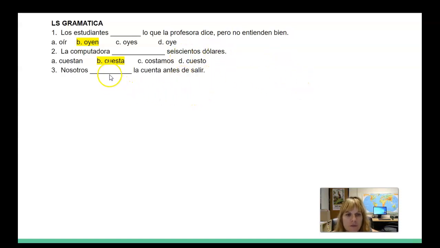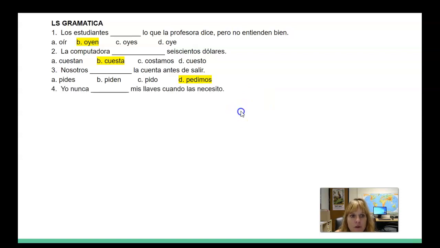Número tres: Nosotros pedimos la cuenta antes de salir. We asked for the check before we left. Número cuatro: Yo nunca encuentro mis llaves cuando las necesito. I never find my keys when I need them.